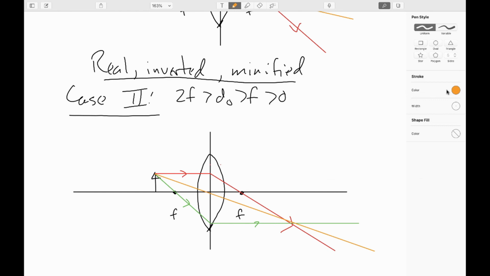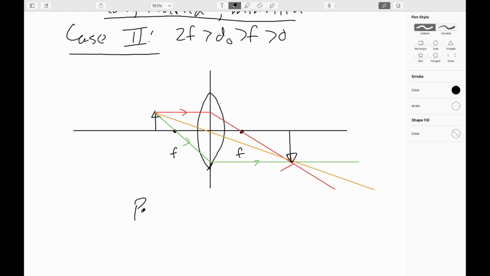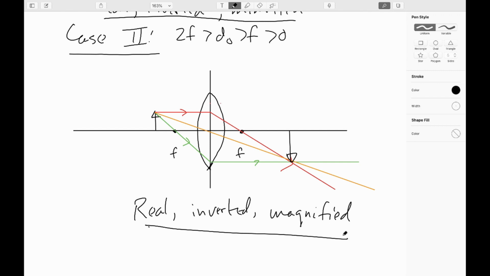That's still not too bad. Alrighty, and we locate our image. And sure enough, just like before, it's real, it's inverted, and it's magnified. Okay, on to case 3.